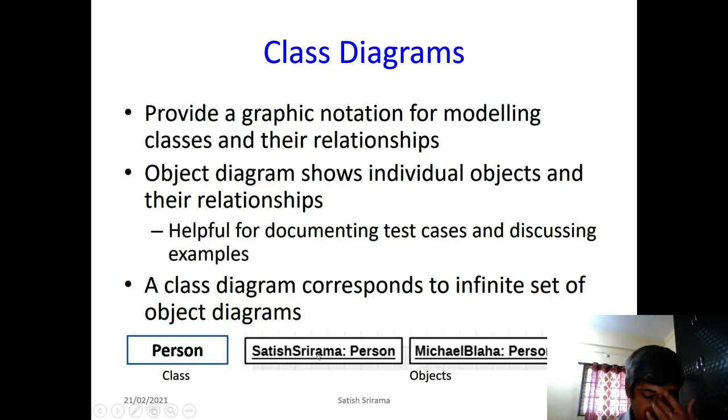Say for example, Satish Srirama is a person. Michael Blaha, who was the author of this book, one of the two authors along with James Rumbaugh, is also an object. If we are considering person as the class, then Michael Blaha is an object, and there can be an anonymous object as well. So these three are the objects, and this is the class, and the UML representation is also shown in this slide.